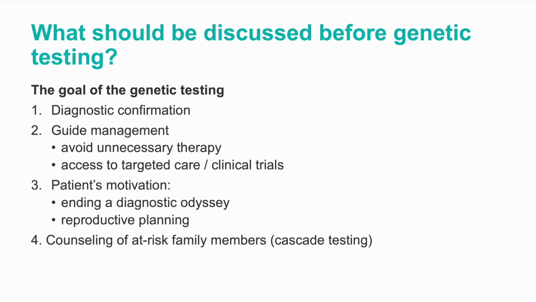Your patient knows that they have Alport. They know that they have ADPKD. Why would they want to do the genetic test? You may want to tell them why you think they should do the genetic test. Maybe it will help you guide management. Maybe it will help you give them a more specific prognosis. Maybe it will help you guide them when they're planning for transplantation. Maybe it will help you avoid unnecessary therapy or access to targeted care or to clinical trials.